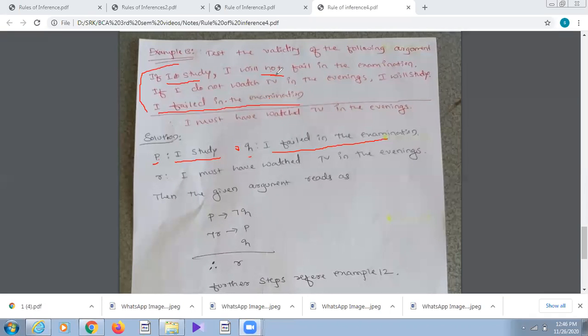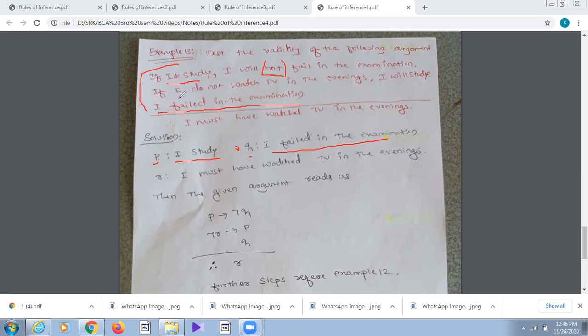So that's why, when this not comes in the argument, then how to identify? Check whether there is any opposite of this sentence. If an opposite is there, that statement has to be taken as P or Q or S, like that. Okay, the positive sentence has to be taken.